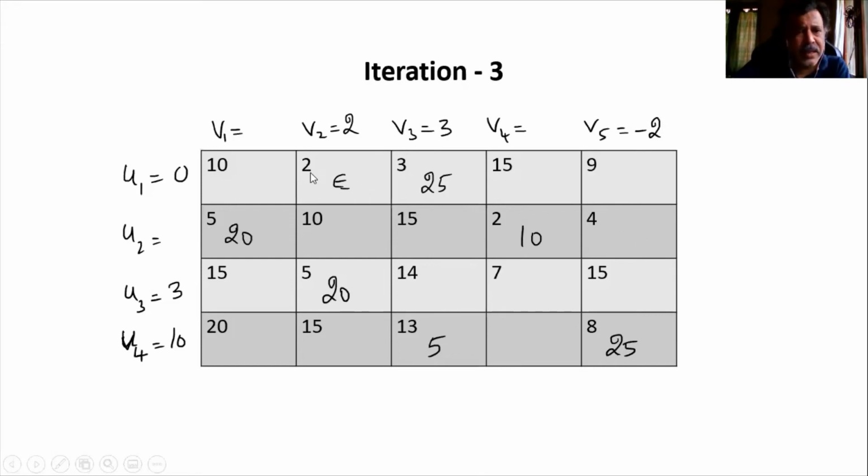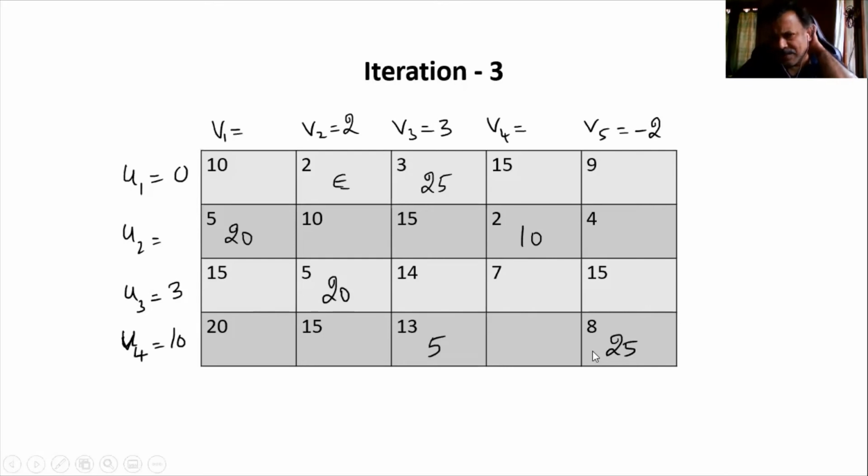Let's do it like this. In the first row, there are already 2 allocations, epsilon and 25. In the second row, already 2 allocations are there, 20 and 10. In the third row, only 1 allocation. In the last row, 2 allocations are there. Now coming to columns, if you look at the first column, only 1 allocation. Second column, 2 allocations. Third, 2 allocations. Fourth, there is only 1 allocation. Last, there is only 1 allocation.